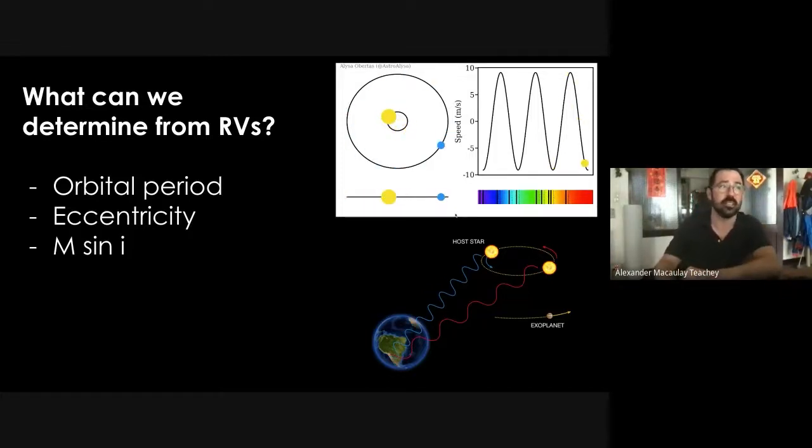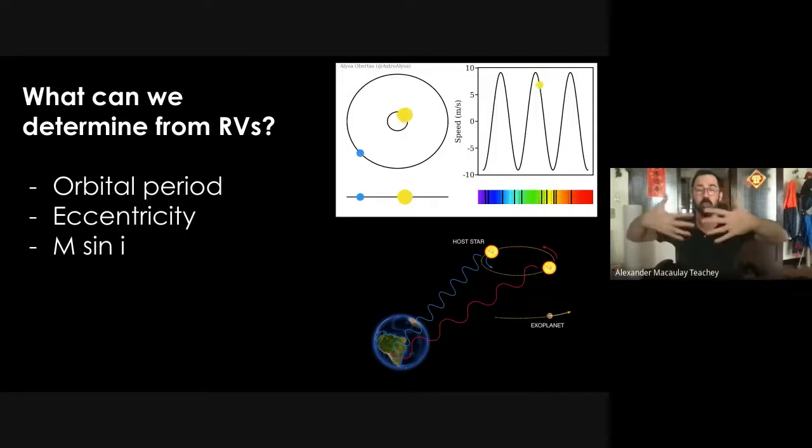And that's because if it's elliptical, sometimes the planet and the star both are moving faster, and sometimes they're moving slower. And so this oscillating signal will look a little bit different. And then we can also measure what they typically call M sin i, meaning the mass times the sine of the planet's inclination. Unfortunately, with this particular method, you can't really pull those two apart.